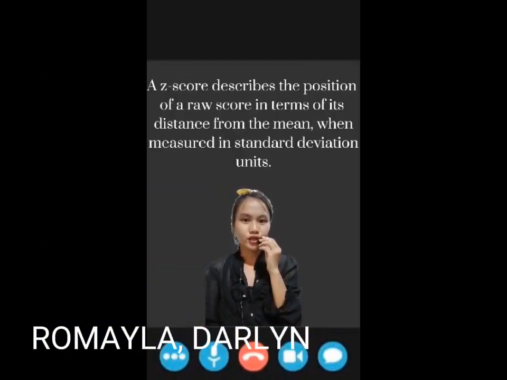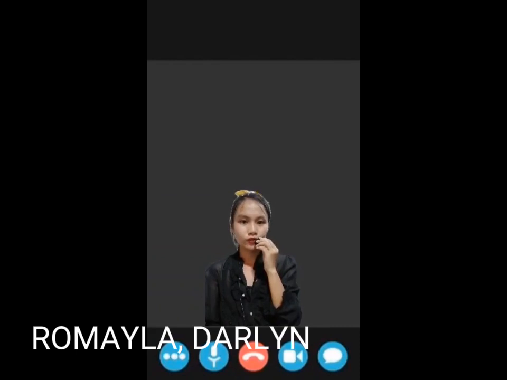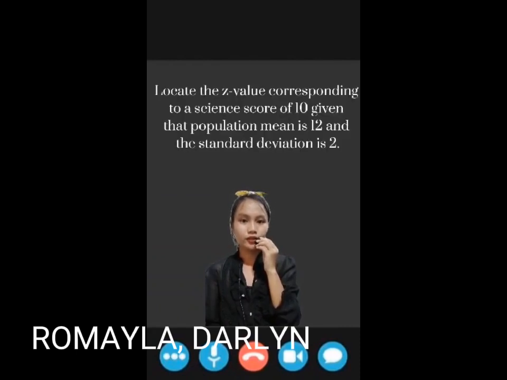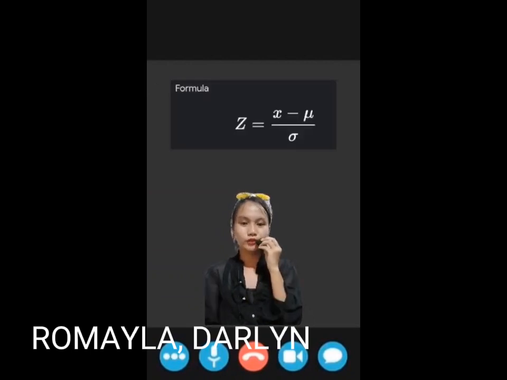A z-score describes the position of a raw score in terms of its distance from the mean when measured in standard deviation units. The z-score is positive if the value lies above the mean and negative if it lies below the mean. So, for example, locate the z-value corresponding to a science score of 10, given that the population mean is 12 and the standard deviation is 2. So we're going to use the formula for the z-score, that is z is equal to the score x minus the population mean over the population standard deviation.